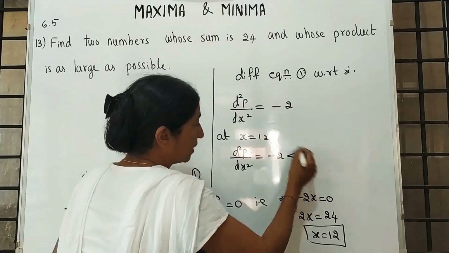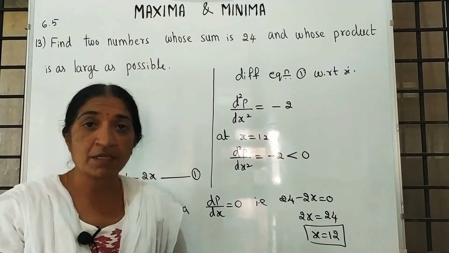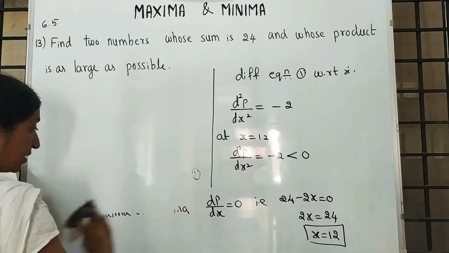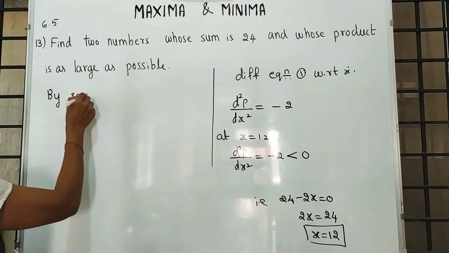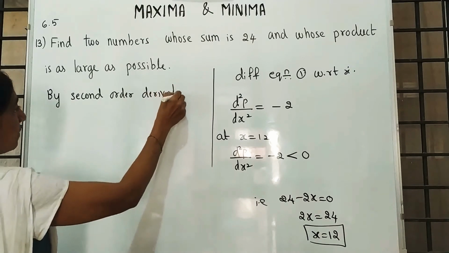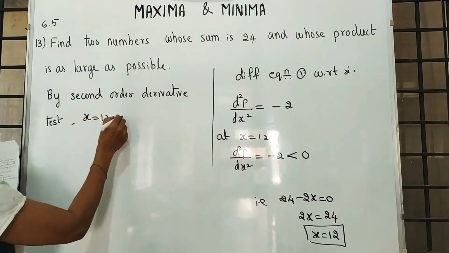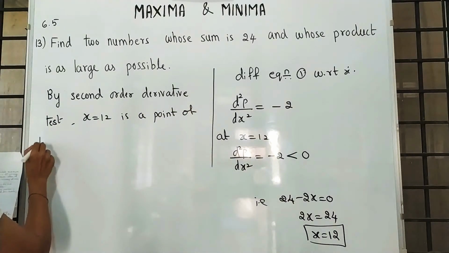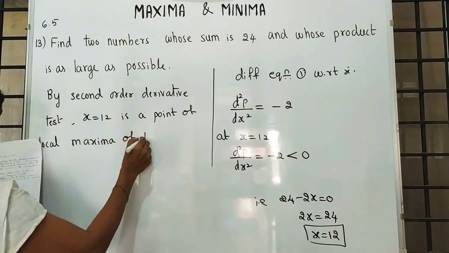Minus 2 is less than 0. If the second derivative is negative, it is a maximum. Maximum means as large as possible. So by second order derivative test, x is equal to 12 is a point of local maxima, or simply you can call it a maxima, local maxima of P.